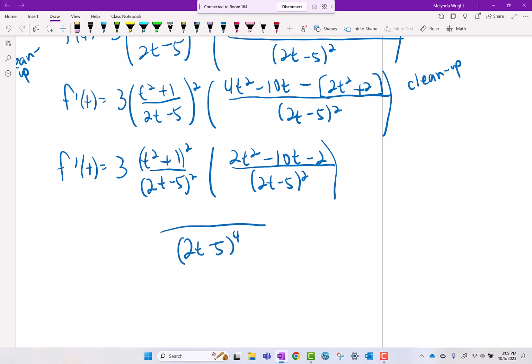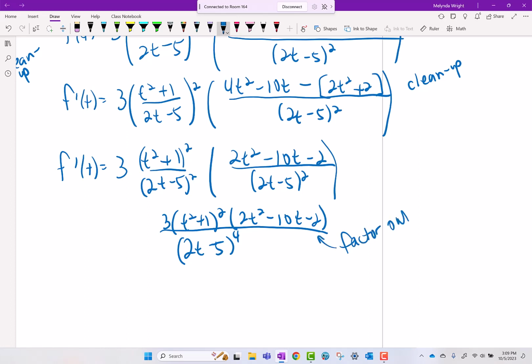In the numerator, I've got this 3. I've got this t squared plus 1 squared. And I've got 2t squared minus 10t minus 2. Now, I will tell you that if this were a multiple choice question, they would factor a 2 out of here. They would factor out a 2.